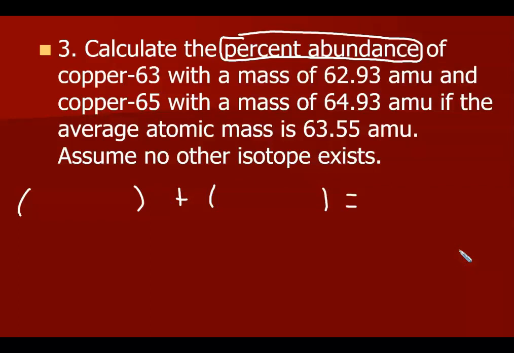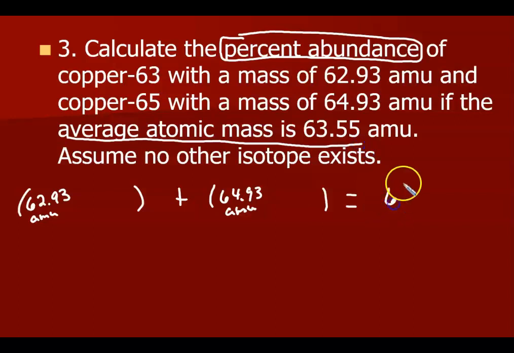Okay? And so one of the things that will give you the masses of your 2 isotopes, so 62.93 AMU and 64.93 AMU. And then they told me my average, so that's going over here. Okay, so I've got that set up. So it's the mass times the percentage. I just don't know the percentage.